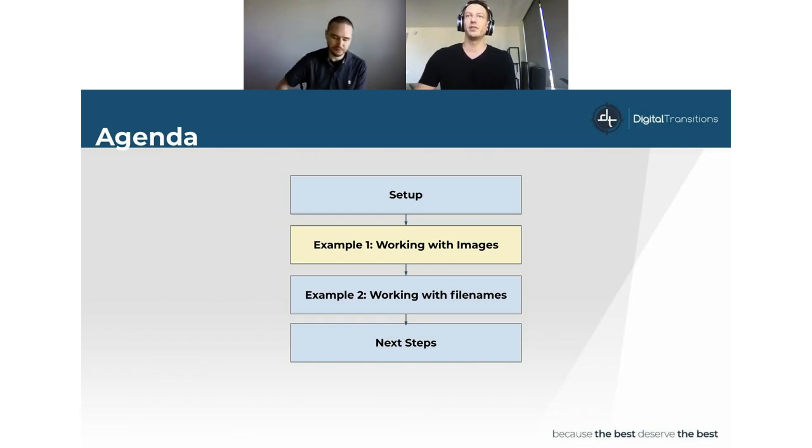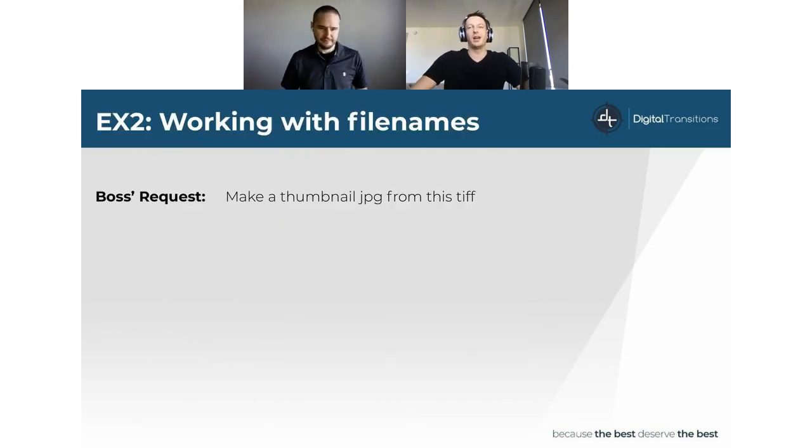Jeremy, I'll ask you to do the advancing. So as with our previous part 3 of our DT coding series, we're going to frame this as our boss has come to us with a request. This one's going to be a little bit contrived because if I was genuinely only interested in making a thumbnail from a TIFF, this would probably be a very long way to do it.